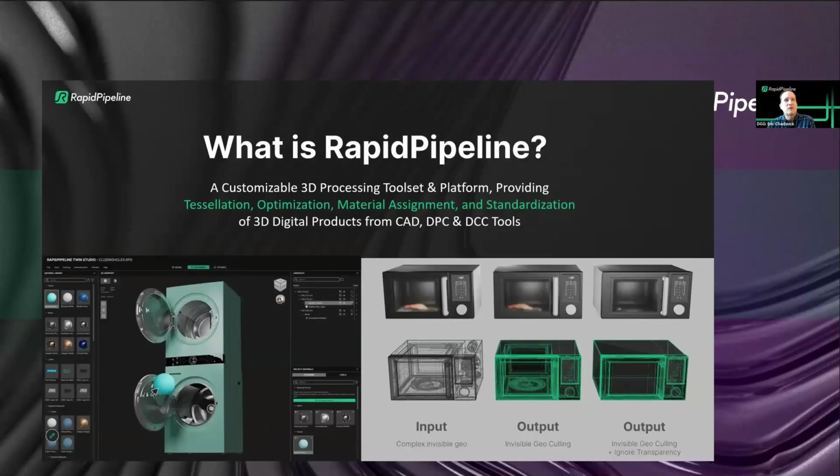And I want to talk a little bit about RapidPipeline. What is this thing? It's basically this tool set that we have that's really well formed and lets you do all kinds of operations on 3D models. And specifically with CAD assets, you often have invisible geometry inside or surfaces inside the model that you probably don't want, like on the microwave there with the input model.